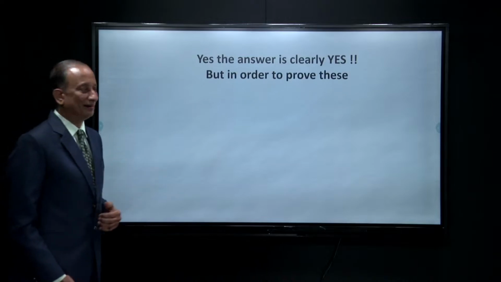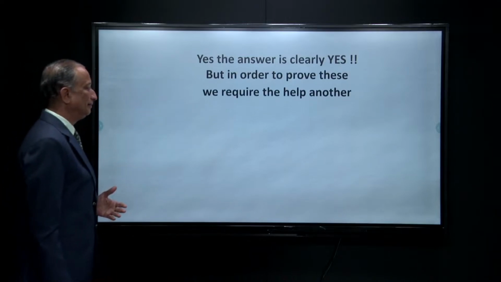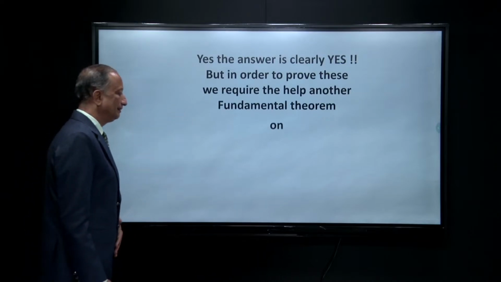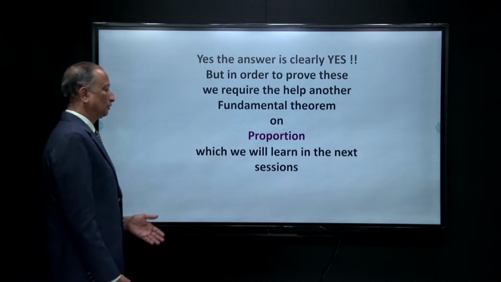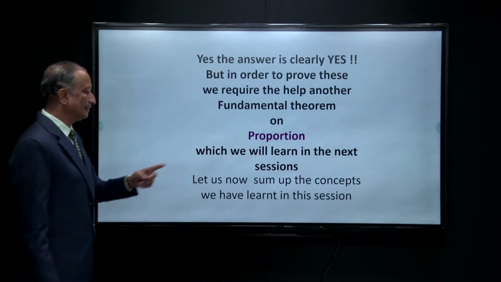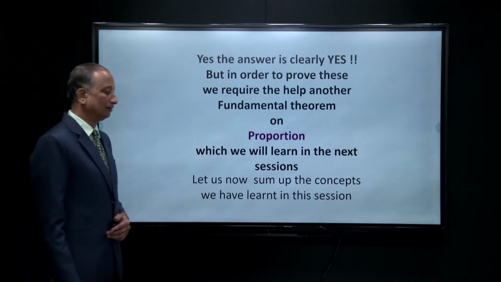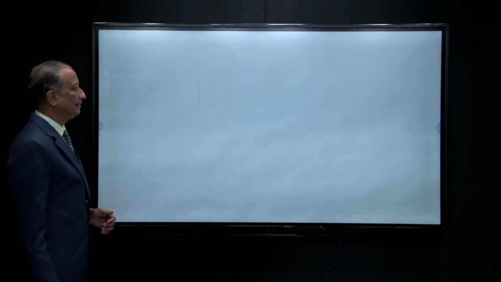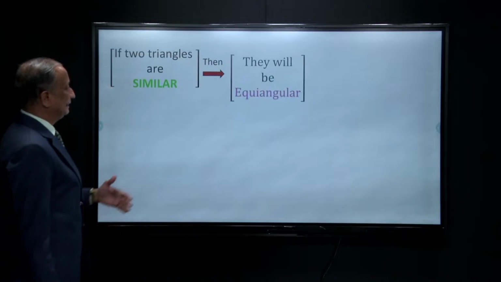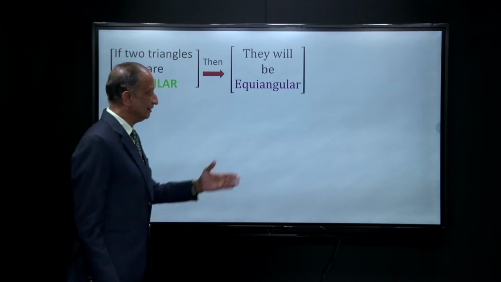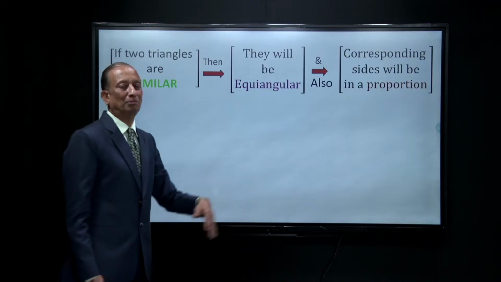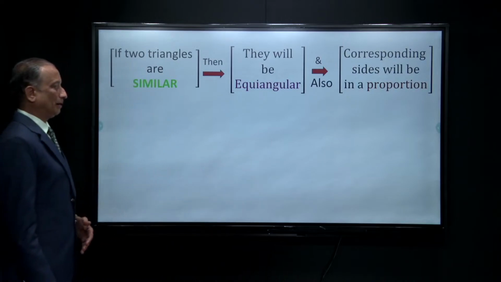But in order to prove all these properties, we require the help of another fundamental theorem on proportion, which we will learn in the next session. Let us now sum up all the concepts that we have learned in this session. So, if two triangles are similar, then they will be equiangular, so that we can also say that the corresponding sides are in a proportion.